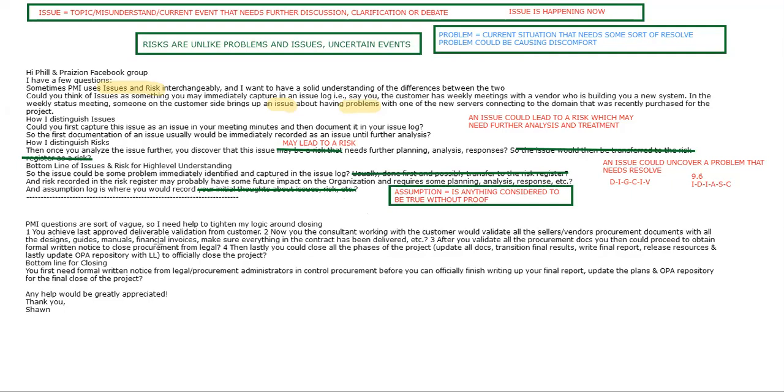All right, let's move forward. PMI questions are sort of vague. That is true. That is the world we live in, with a PMI for sure. So I need to tighten my logic around closing. Okay.